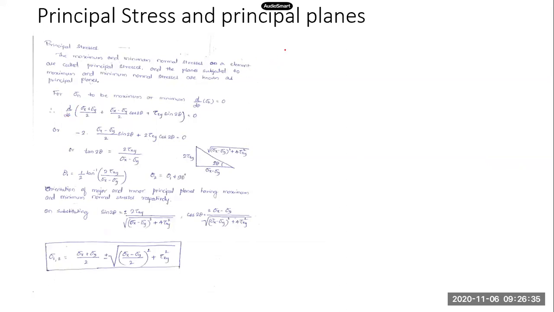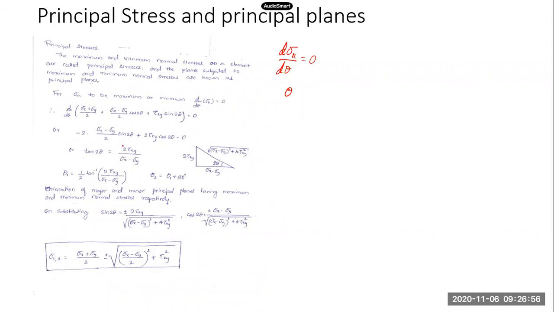Okay, and equated that to zero. dσn by dθ was done and it was equated to zero. So that directly gave us the orientation of our planes here. So this is what it is giving: tan 2θ is 2 times τxy by σx minus σy.